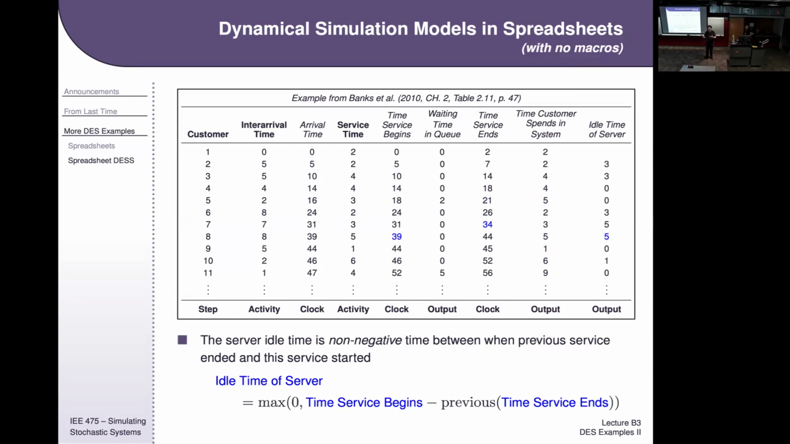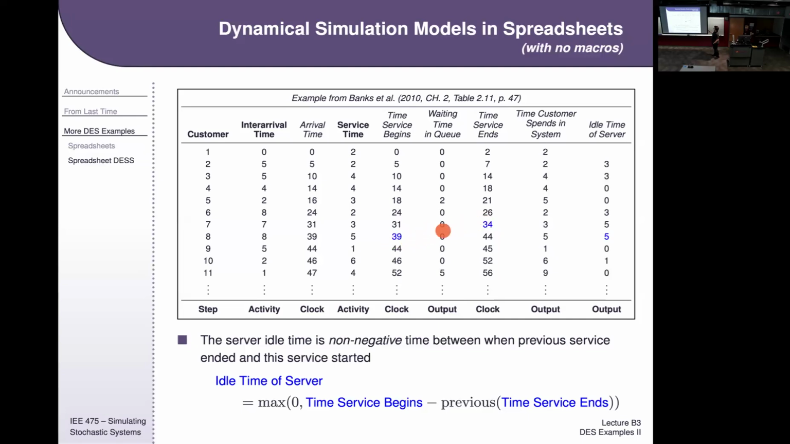So in the number of minutes that server sat without a customer. And so we know that the idle time of server is going to be either 0 if there's no idle time, or if there is idle time, it's going to be whenever the service began minus the previous row's service ending time. So if I look at this highlighted example here, this 5, then what we're saying here is that the service of the previous customer ended at 34, but the next customer didn't start in the server until 39.